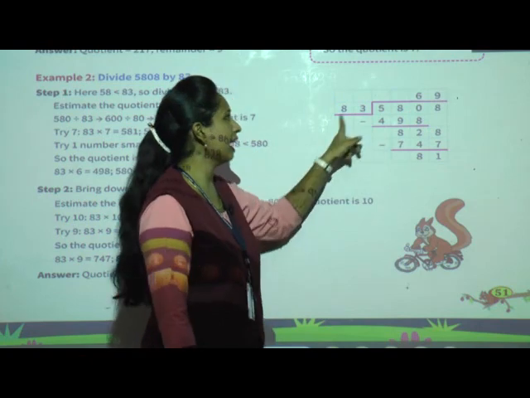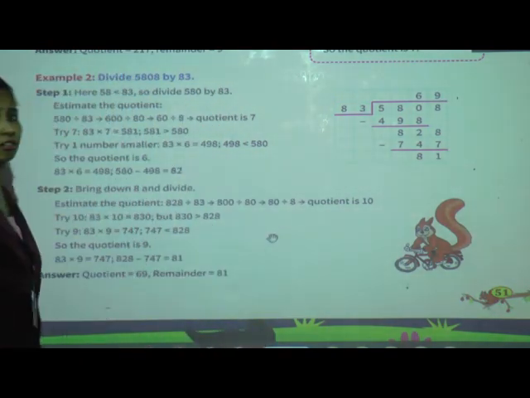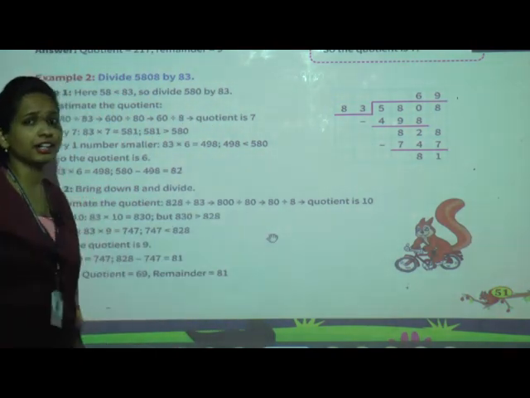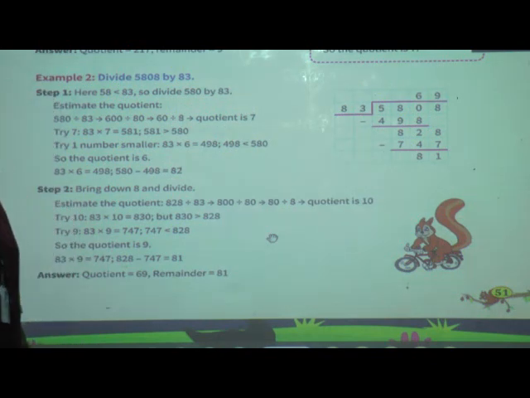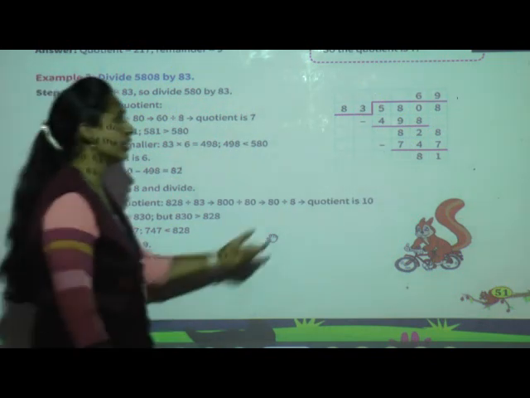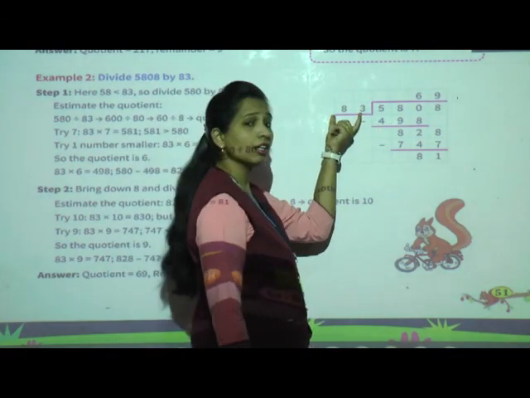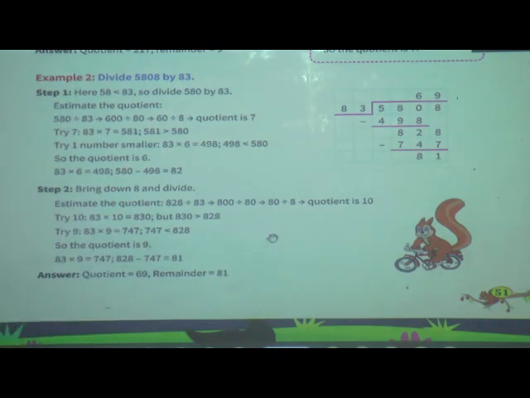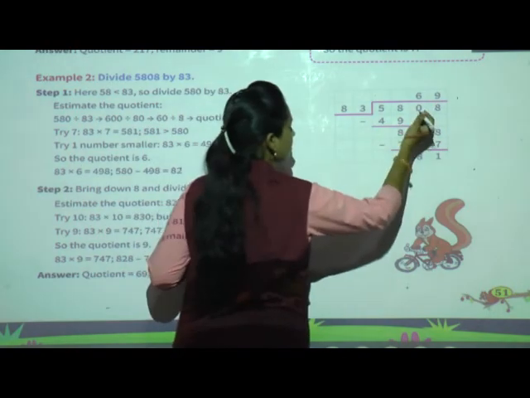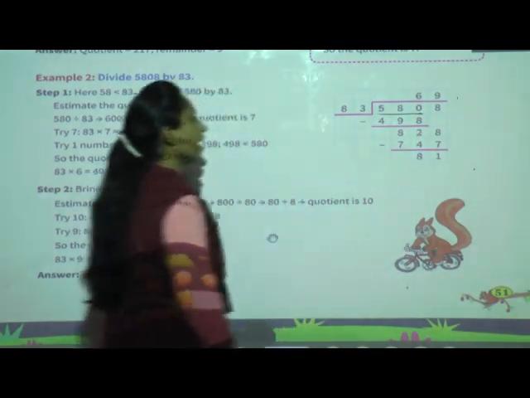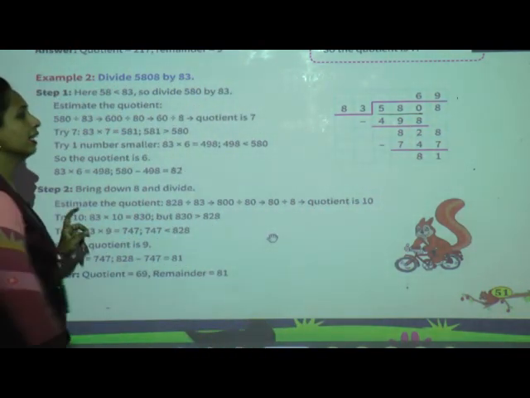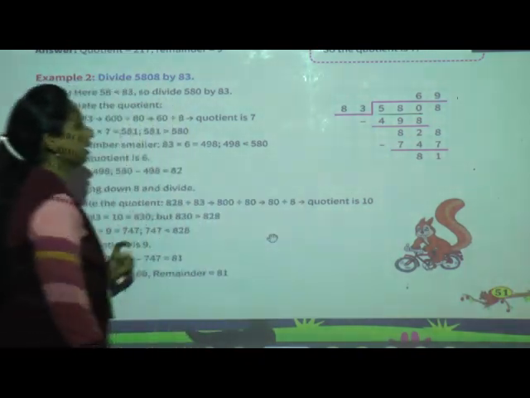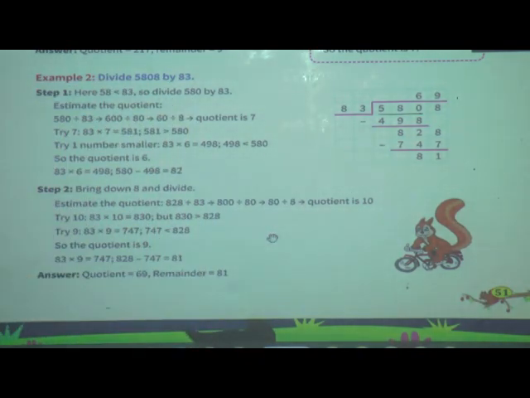Now 58 and 83, which is greater? Yes, 83 is greater, but we cannot do it because the dividend should be greater, and we should see whether the divisor will go into the dividend. Now in this case, what do we have to do? We have to take the next number again. So these 3 numbers, 580 by 83, isn't it? Now what will we do? We will estimate the quotients.